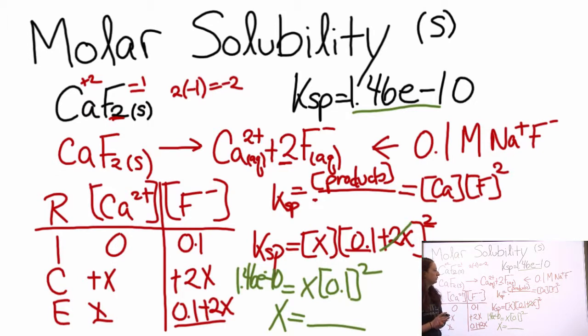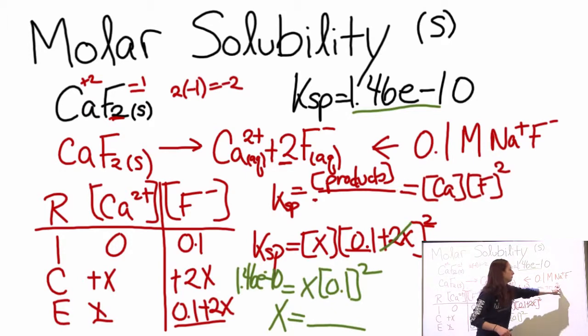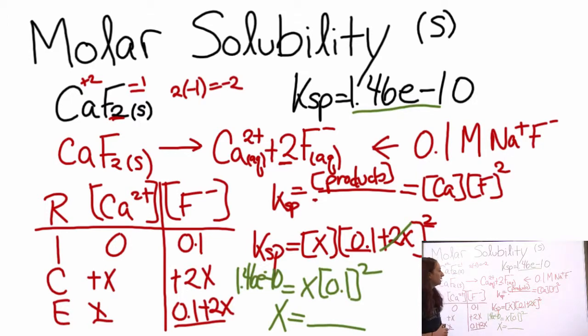It's simpler when you don't have an initial concentration because you simply plug in x times x equals your KSP and you'll just solve for the square root of KSP, or if you have a different coefficient, make sure you account for that, but there's a little less math involved, so it's a simpler case. So that's molar solubility.